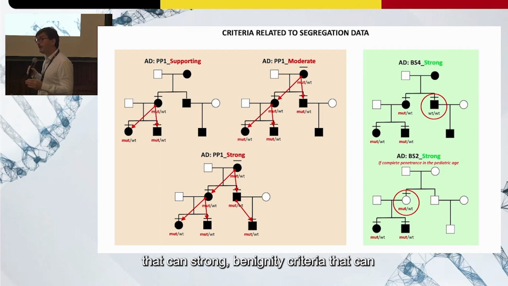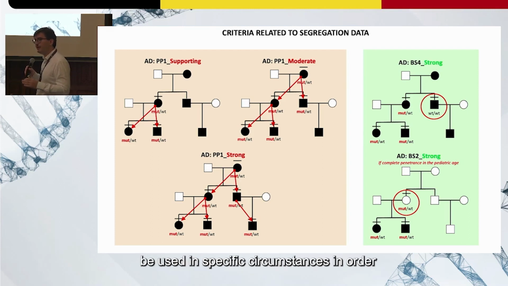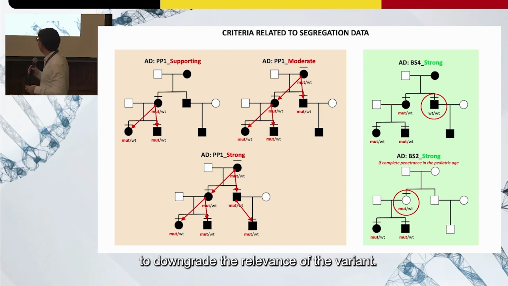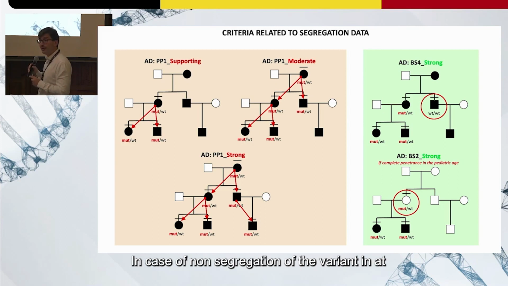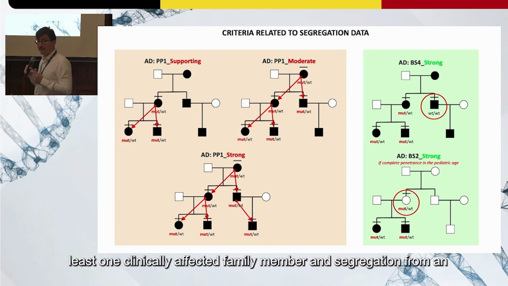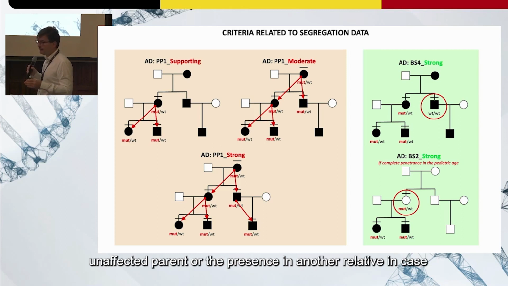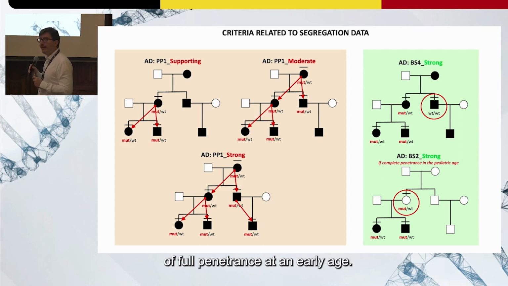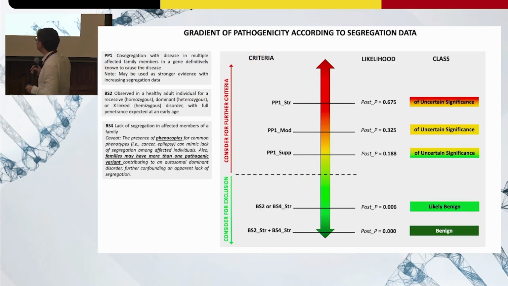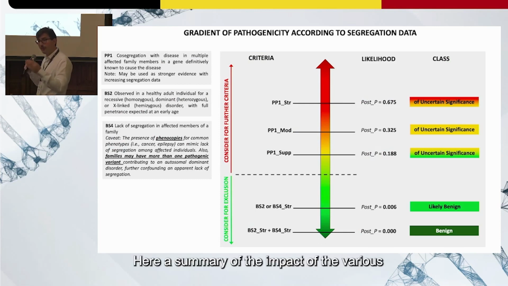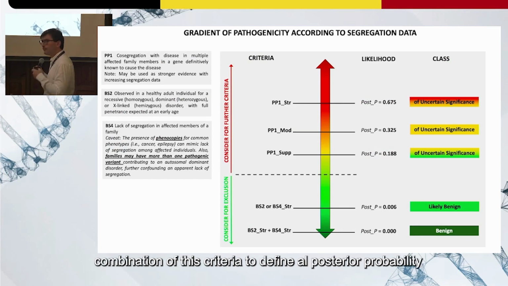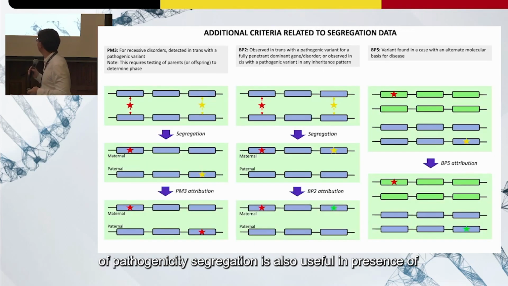On the other side, there are strong benignity criteria that can be used in specific circumstances in order to downgrade the relevance of the variant in case of non-segregation of the variant in at least one clinically affected family member, and segregation from an unaffected parent or the presence in another relative in case of full penetrance at an early age. Here is a summary of the impact of the various combinations of these criteria on the final posterior probability of pathogenicity.